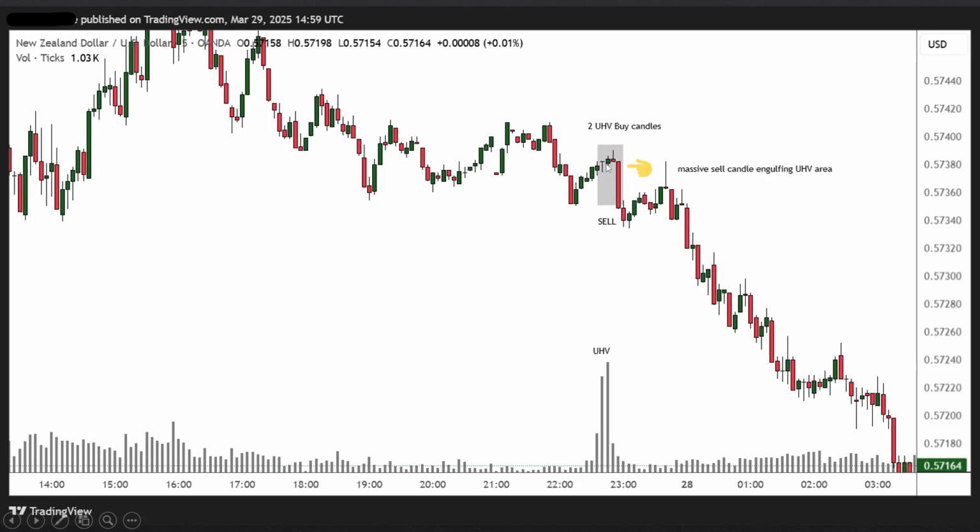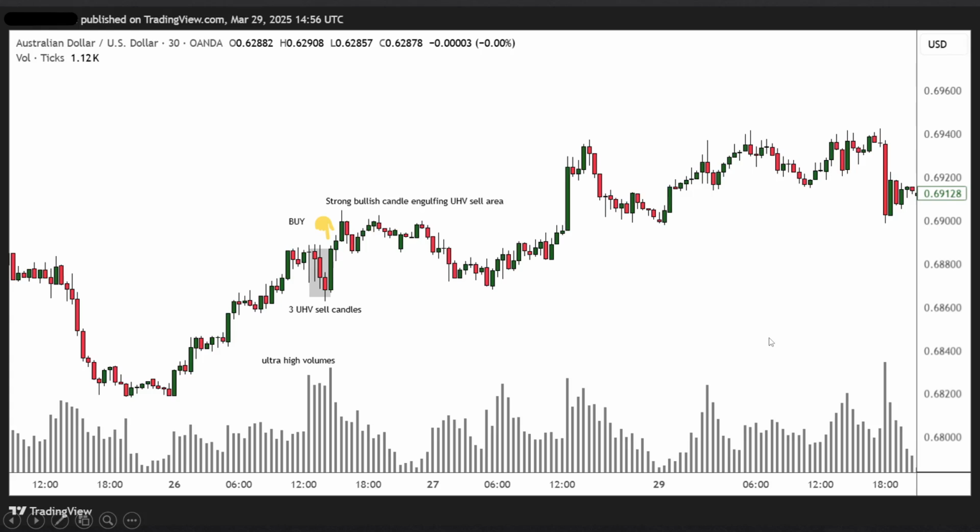Here market is going up, and there were two UHV, meaning ultra high volume, buy candles, and you got the engulfing pattern with a low volume, that's good. If it has a high volume, that's okay. You just need to sell it, place stop loss above, and you should expect a 1:3, 4, 5 accuracy trade.